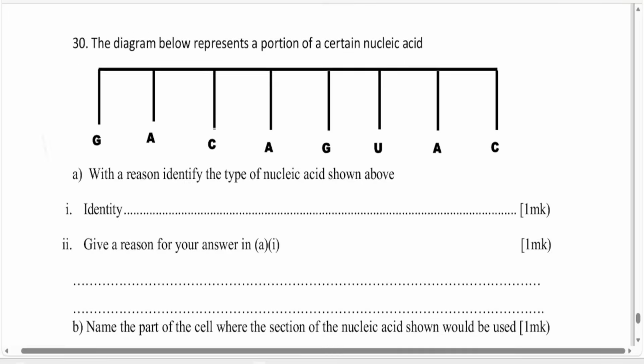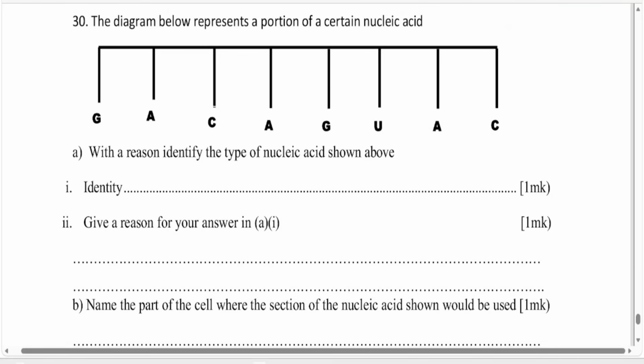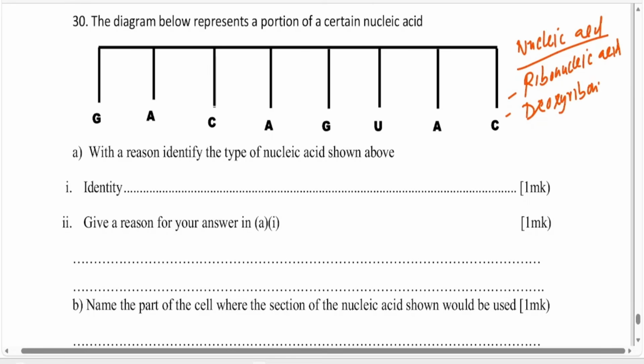Question number 30. The diagram below represents a portion of a certain nucleic acid. We have 2 major types of nucleic acids. We have the ribonucleic acid and we have the deoxyribonucleic acid. The first one is RNA and the second one is DNA. RNA has a ribose sugar and DNA has a deoxyribose sugar.